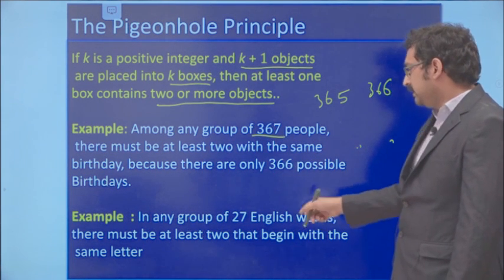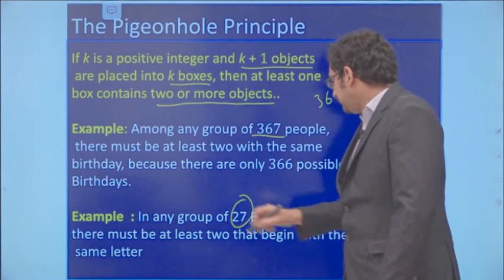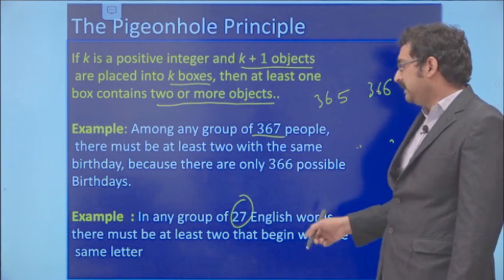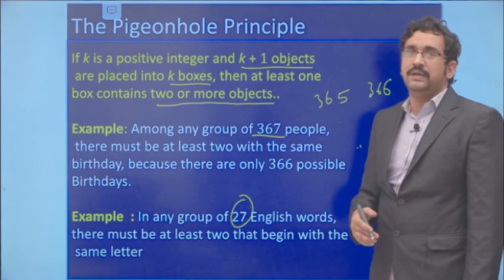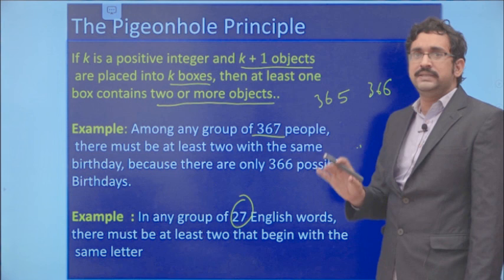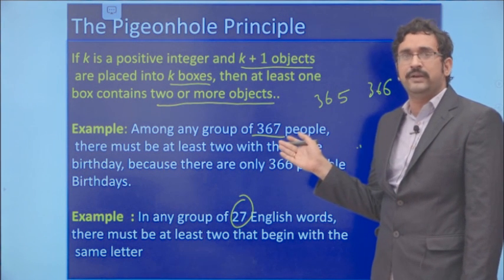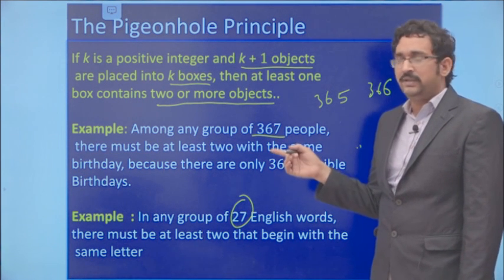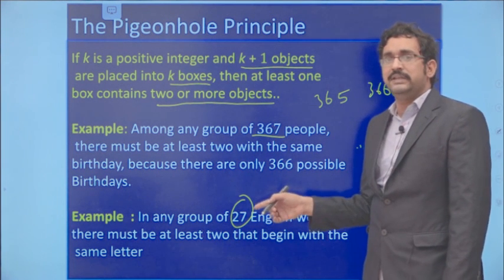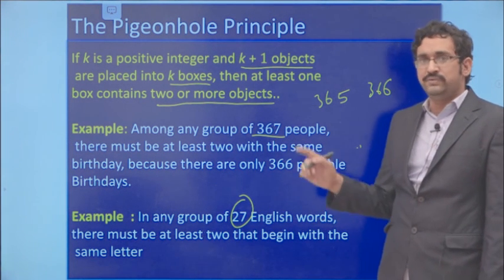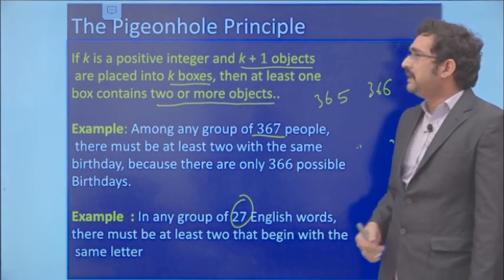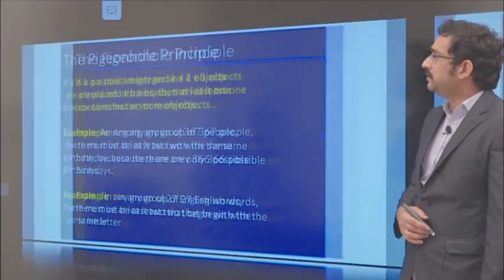One more example: if you take a group of 27 English words, there will be at least 2 words that begin with the same alphabet, because we know there are 26 English letters. Even if we choose 26 words starting with different letters, the 27th must match one of the 26. So out of 27 English words, at least 2 words begin with the same letter. All these are examples of the Pigeonhole principle.